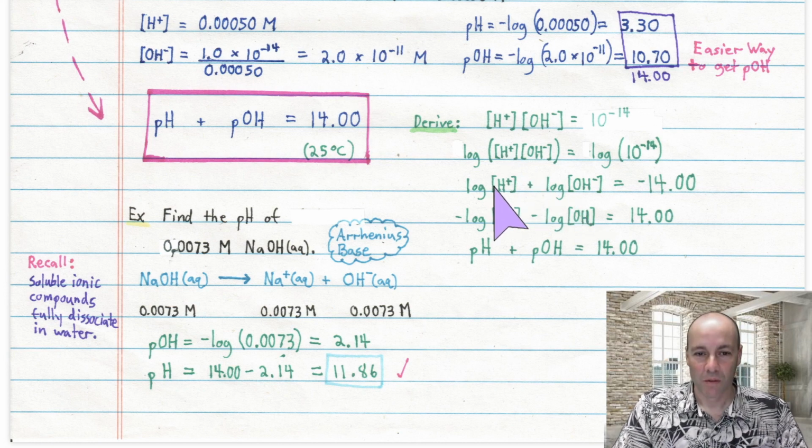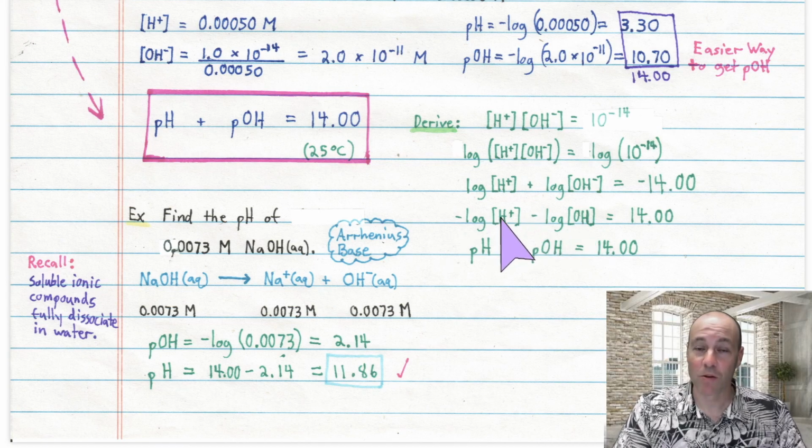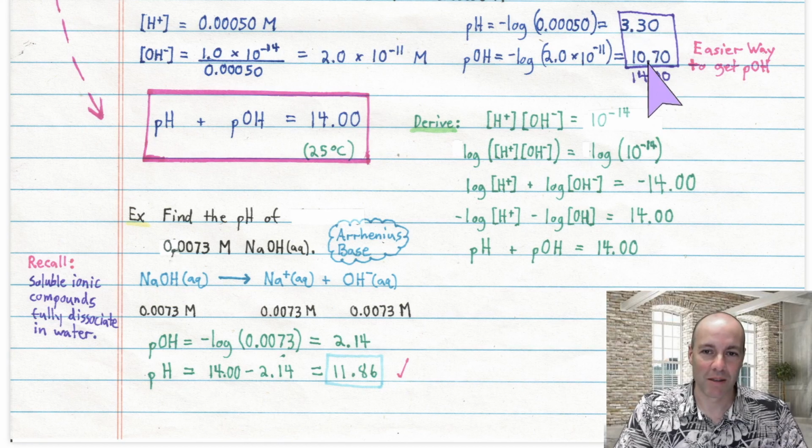So we're getting there. If we multiply both sides by -1, this turns into 14, and those turn into negative log proton minus log hydroxide. Negative log of proton concentration is pH, and minus log hydroxide concentration is pOH. And so pH plus pOH equals 14. So we could have used this to calculate the pOH above. Once we know that this is 3.30, the other one has to be 10.70, because that's what it is to get 14.